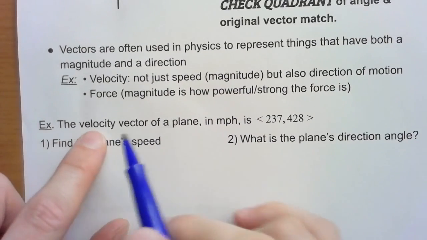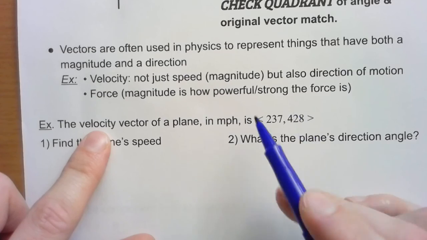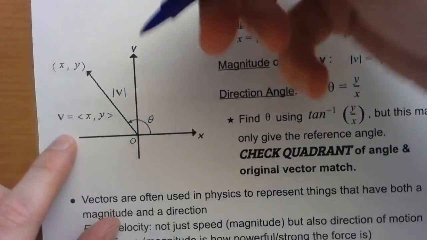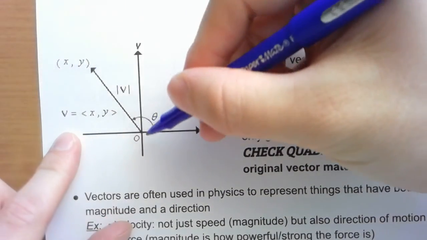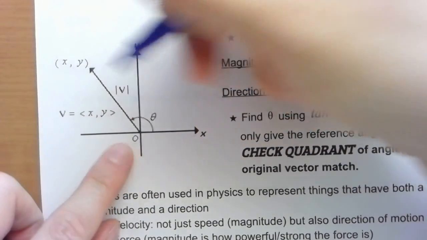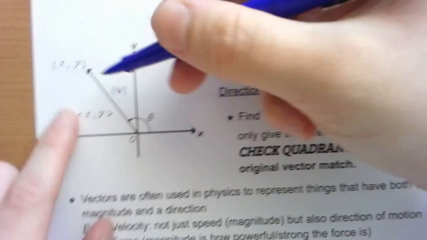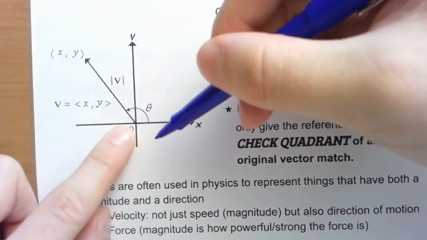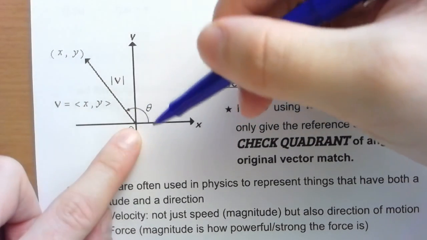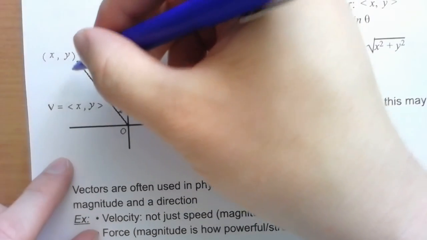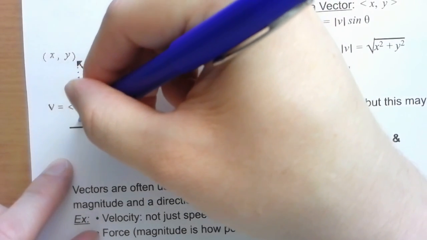Okay, so like in this first problem, we're going to look at the velocity vector of a plane, and we're just going to give it to you. It's almost going to look like a point. What that means is it's the point that the vector goes to. If we start at the origin and end at that point, that's the vector. So if it's parentheses, it's a point. If we use these angle brackets, it's a vector representing some sort of motion or force from the origin to that point. And so if we're looking at this picture that we've always been looking at.